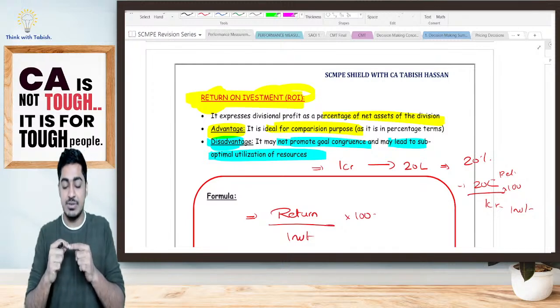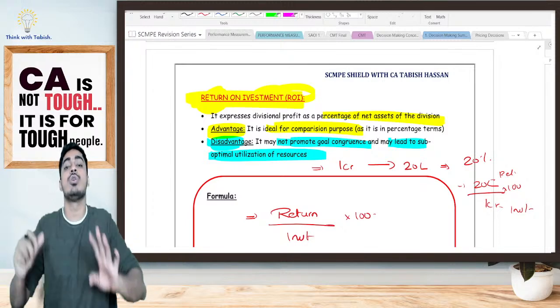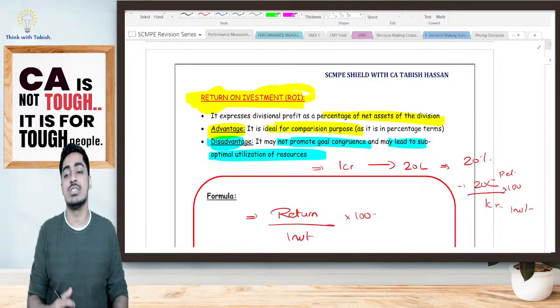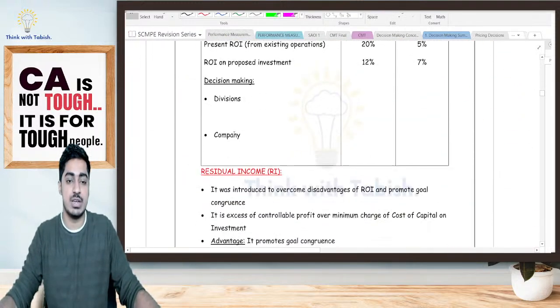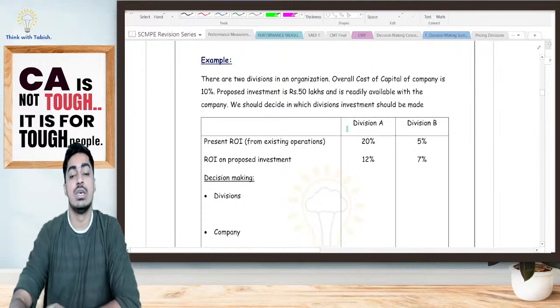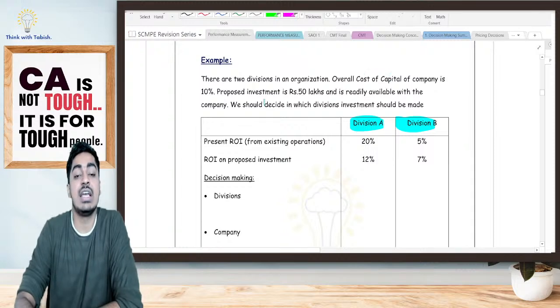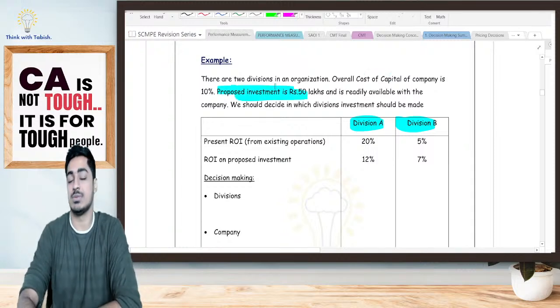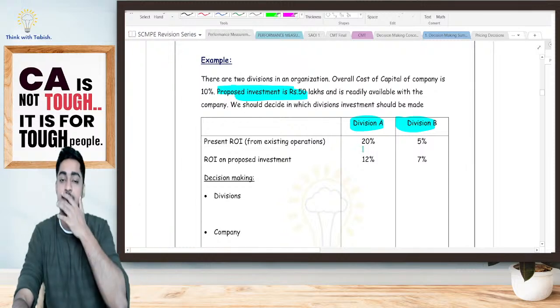Suppose the division is telling we should expand operation, and the company also wants to expand operation. That means goal congruence is promoted. Otherwise, goal congruence is not promoted. Now, let's see how goal congruence is not promoted in this particular case. Look at this, students. There are two divisions, division A and division B. The company is having some 50 lakh rupees investment. It is asking which of these divisions wants it. Division A, do you want it? Division B, do you want it?